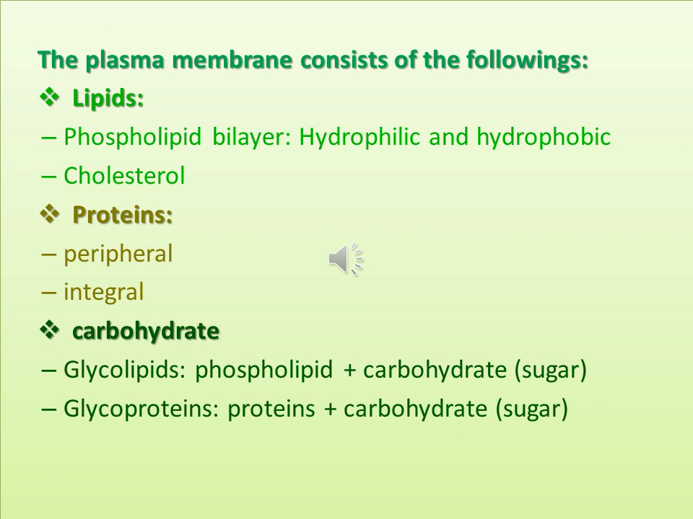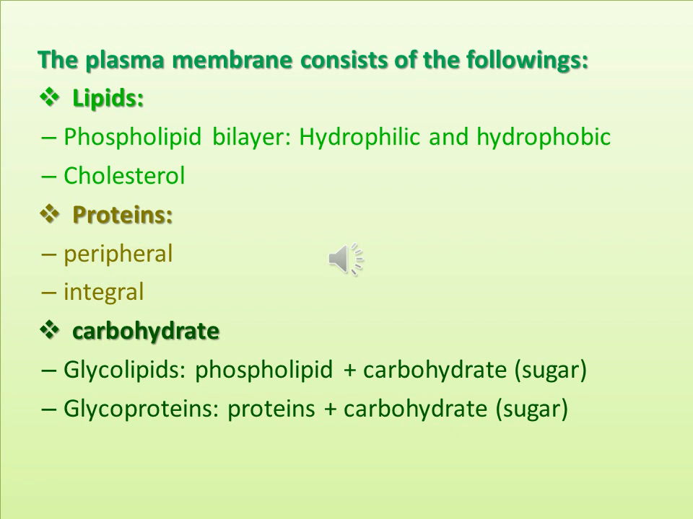Cholesterol is another lipid found in animal plasma membrane, and steroids are found in plant plasma membrane. The proteins. Proteins in plasma membrane may be peripheral or integral. Peripheral proteins on the inside surface are held by skeletal filaments, while the integral proteins are embedded in the membrane.